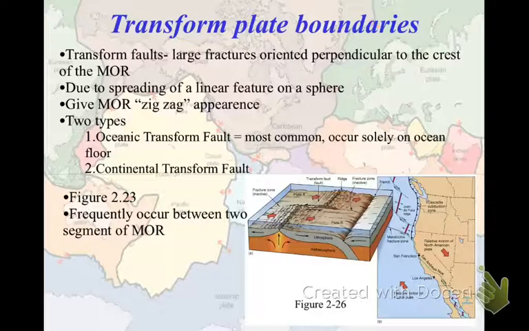So last time we did convergent and divergent plate boundaries. And the last plate boundary type we're going to talk about is less common, at least along the ocean, but it's probably one of the ones you've heard of frequently, at least in terms of earthquakes. That's transform plate boundaries.